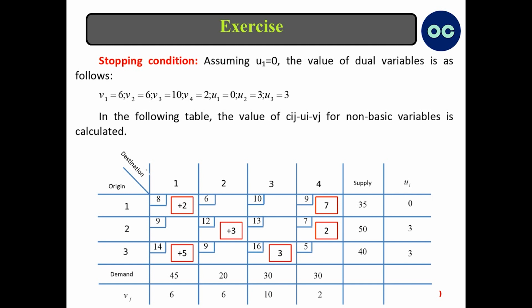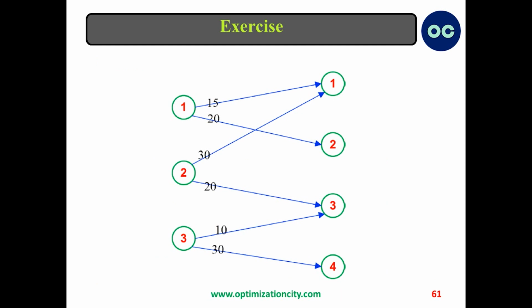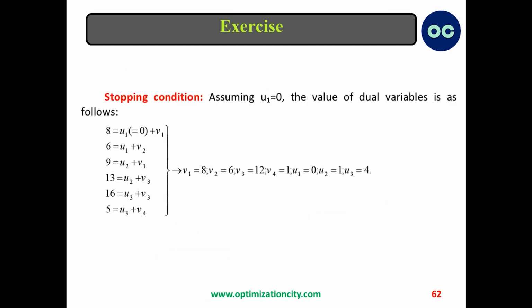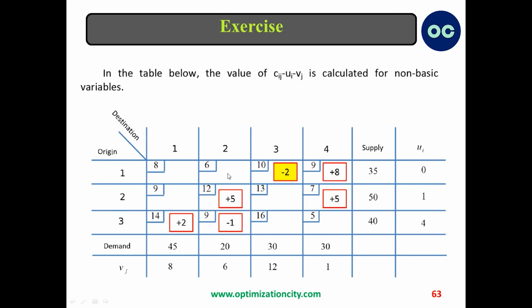For additional practice, let's consider this initial basic solution. In the stopping condition, we assume u1 as 0 and define the value of the dual variables as follows. So this is the dual value for u and v. In the table here, we calculate the reduced cost. We observe that there are two non-basic variables where the reduced cost Cij is less than 0. This indicates that the current basic solution is not optimal.